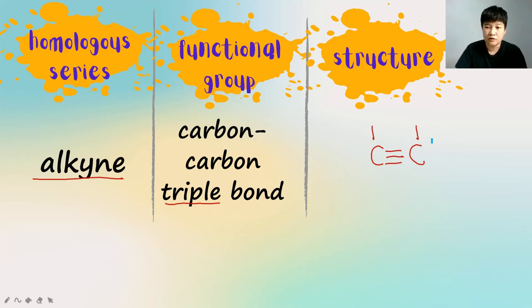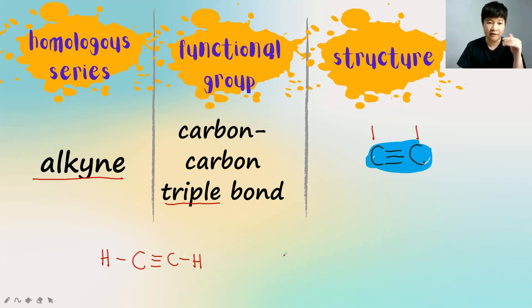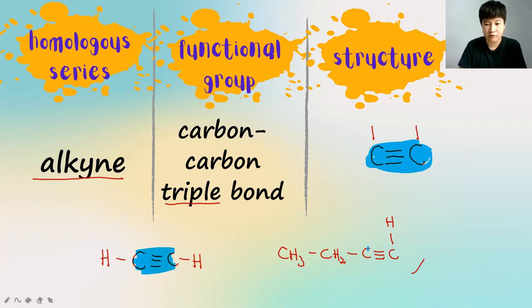Or in other words, your structure must contain this group, the carbon-carbon triple bond. Okay? So it could be as simple as hydrogen, triple bond C, hydrogen. Bear in mind, every carbon can only have four bonds. So it could be just like that. Or you can have a group, triple bond, carbon, like this. Also having the presence of the carbon-carbon triple bond, and these two will still belong to the homologous series of alkyne because they're holding the functional group of carbon-carbon triple bond.